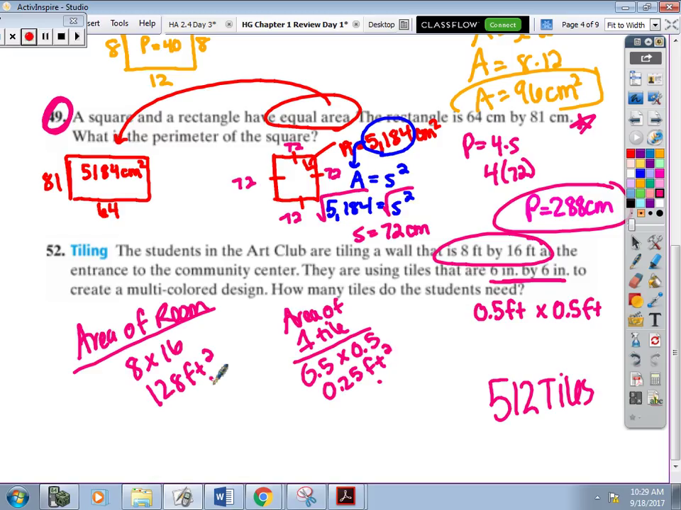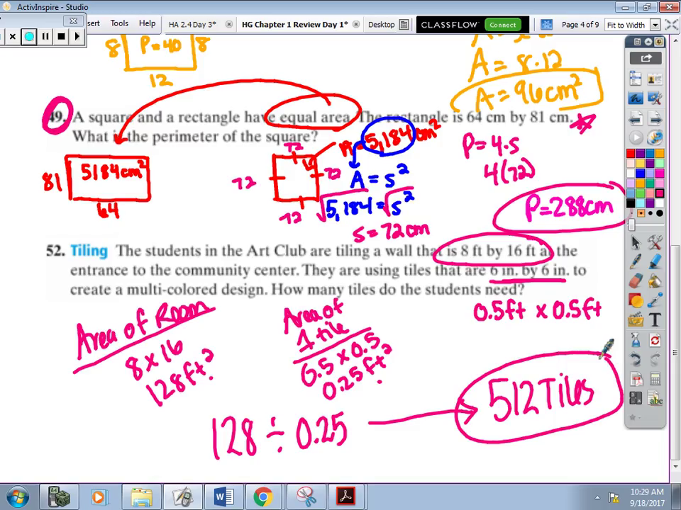And so again, you have to have matching units, either inches squared and inches squared, or feet squared and feet squared. But you want to do that part first, get them to match. And then you're saying how many of these tiles that are 0.25 square feet do I need to fill the room? So the last step was to divide 128 divided by 0.25, and that got us 512 tiles. Okay.